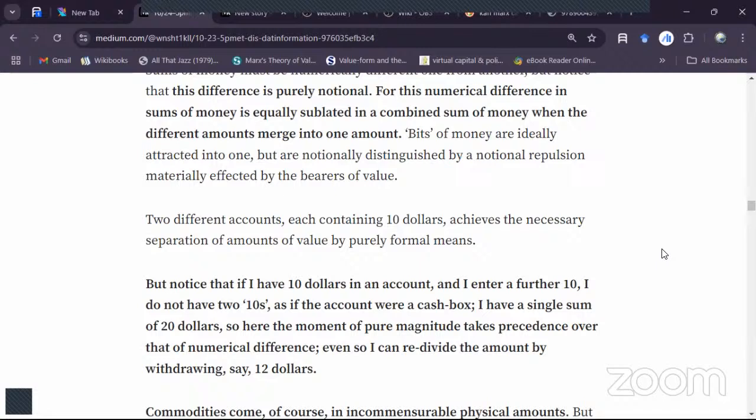Two different accounts, each containing $10, achieve the necessary separation of amounts of value by purely formal means. But notice that if I have $10 in an account and I enter a further 10, I do not have two 10s as if the account were a cash box. I have a single sum of $20. So here the amount of pure magnitude takes precedence over that of numerical difference. Even so, I can redivide the amount by withdrawing, let's say, $12.